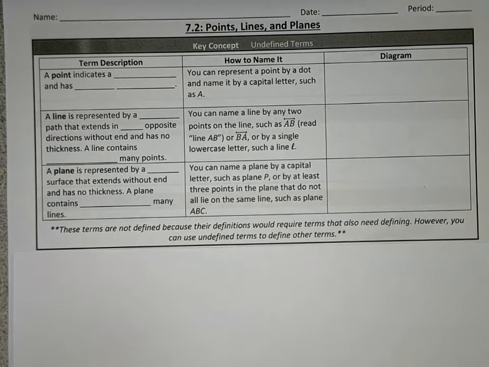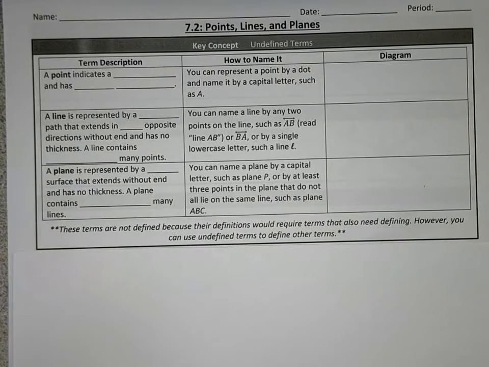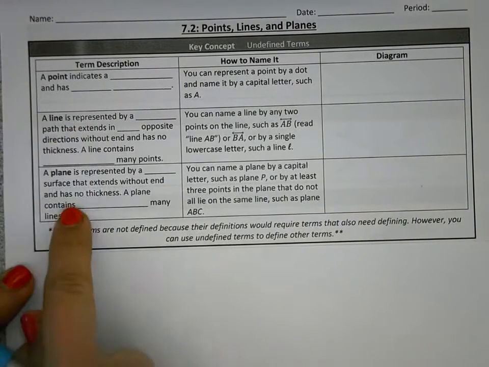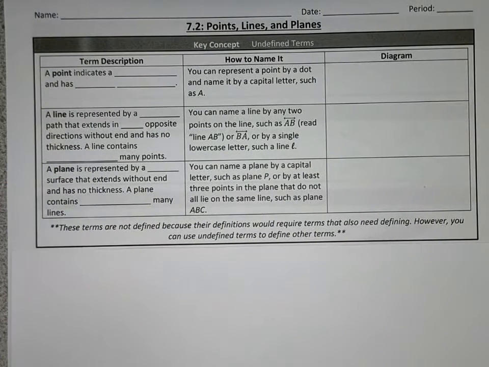Like a recursive formula, you can't find term 5 until you know what term 4 is, until you know what term 3 is, so you have to go backwards. So when we're defining points, lines, and planes, parts of the definition also have to be defined.